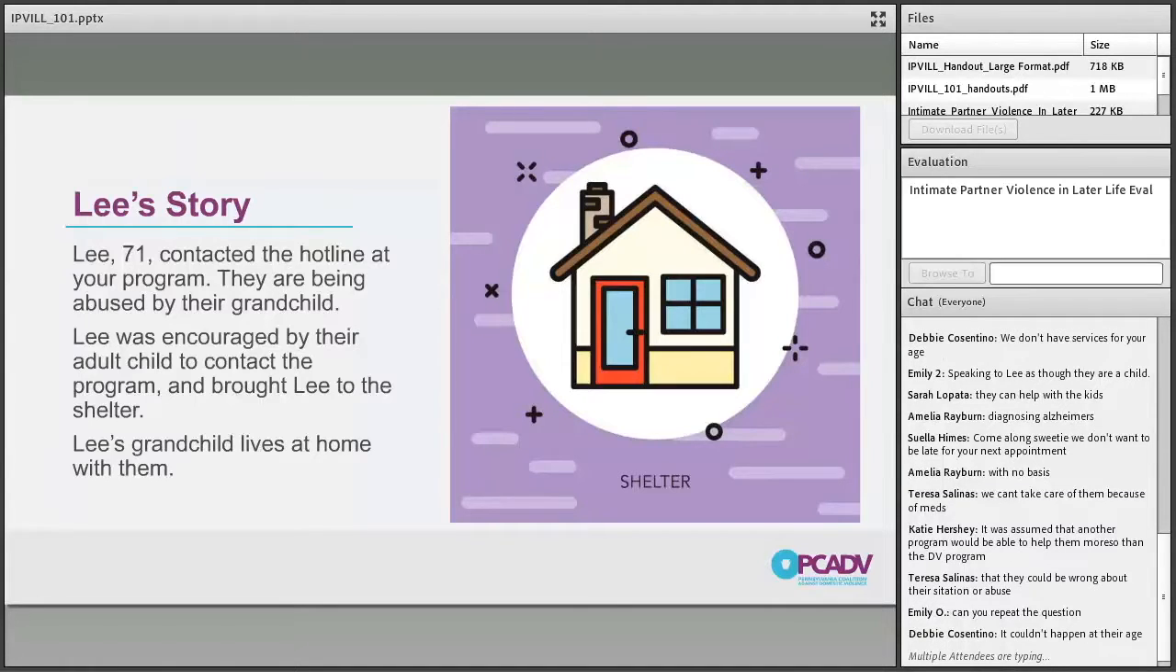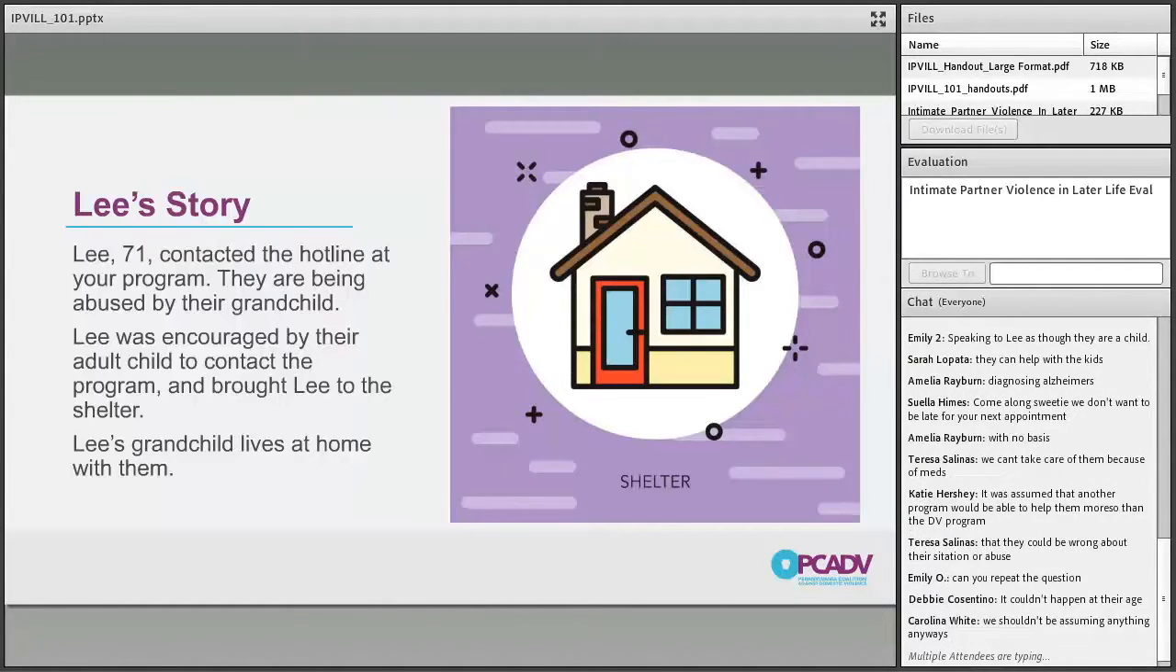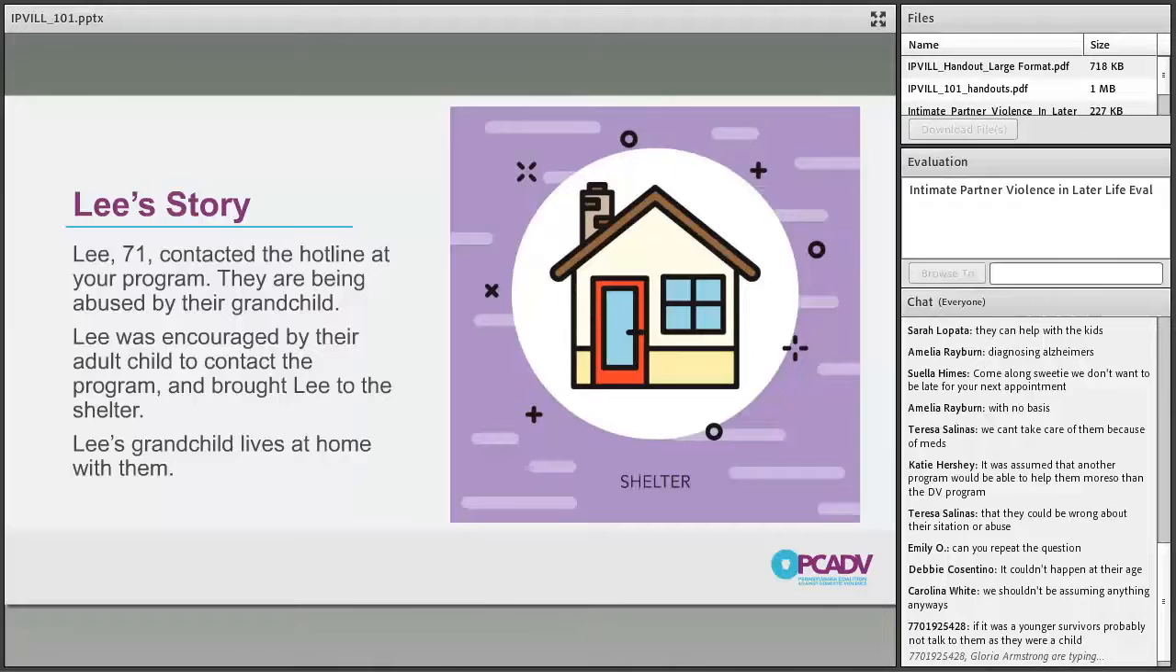Again, we know that our definition of domestic violence is inclusive of family members as well, not just intimate partners, spouses, current or former. So that's also important. That it couldn't happen at their age, again, undermining the disclosure of abuse that's occurring. That's a great point, that we shouldn't be assuming anything anyways, and that is the whole entire point. So thank you so much for that.